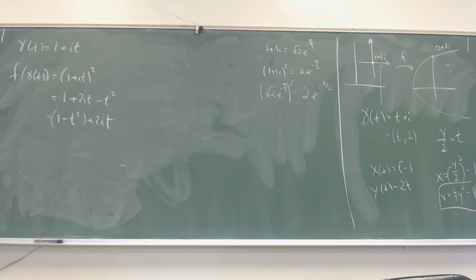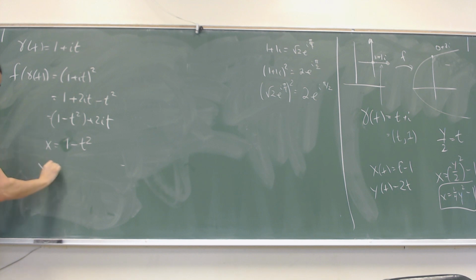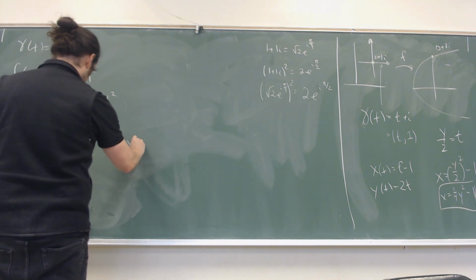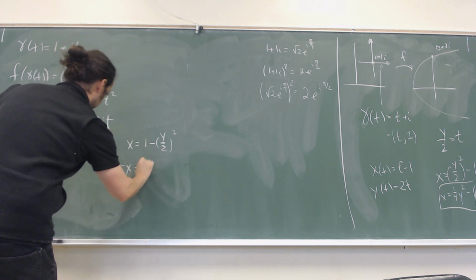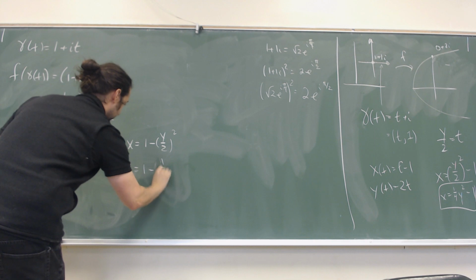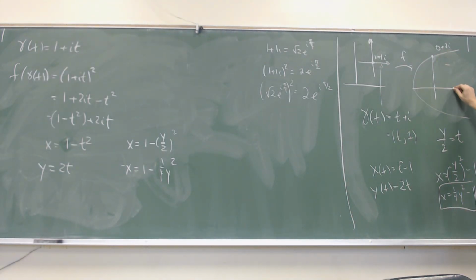And if you go through the same process, where you let this be equal to x, and you let this be equal to y, and you solve by plugging in, I think this time you end up with x is equal to 1 minus (y over 2) squared, which is x is equal to 1 minus 1/4 of y squared. So that is a parabola that goes through this way. Right? So it shifted to the right, but opens to the left.